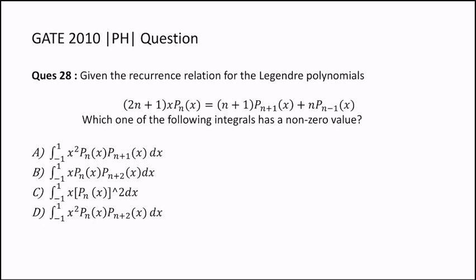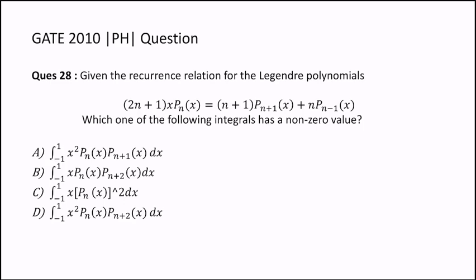Hello everyone. In this video we are going to solve question number 20 of the 2018 physics paper. The question is from mathematical physics and says that given the recurrence relation for the Legendre polynomials, (2n plus 1) x times P_n(x) is equal to (n plus 1) P_(n plus 1)(x) plus n times P_(n minus 1)(x), which one of the following integrals has a non-zero value?